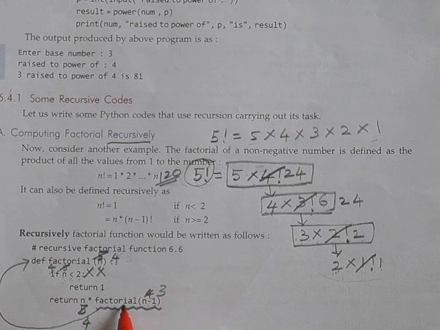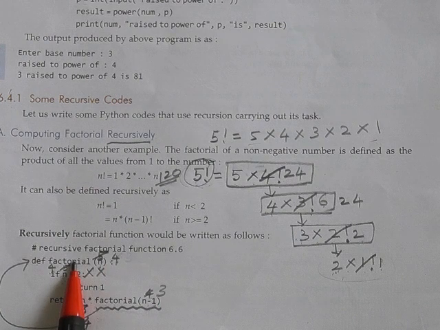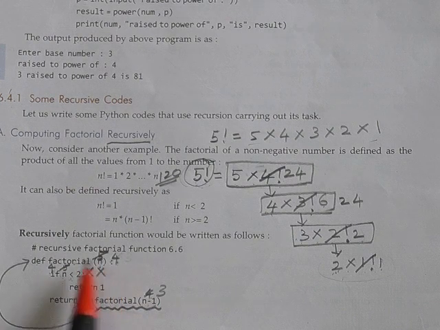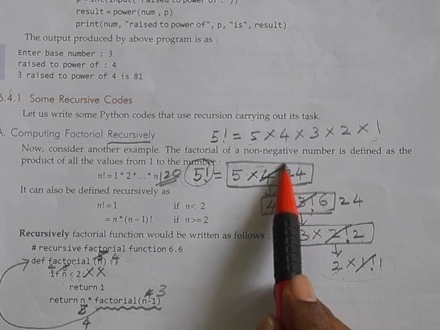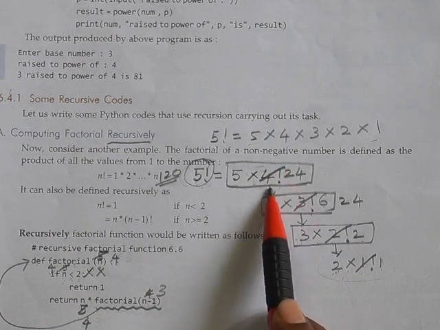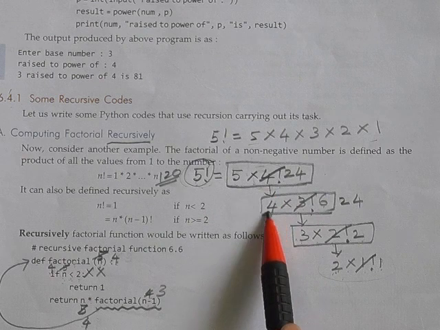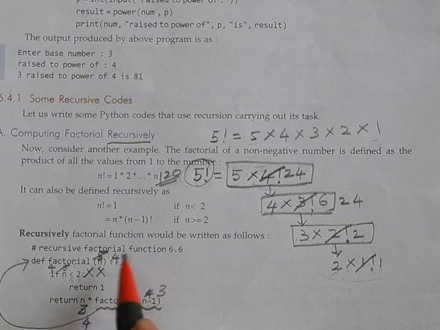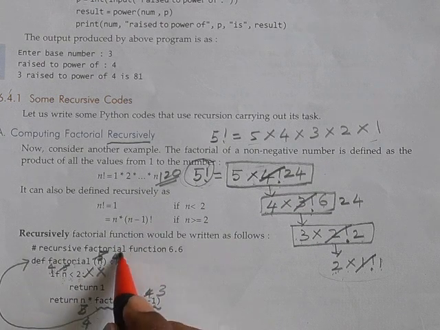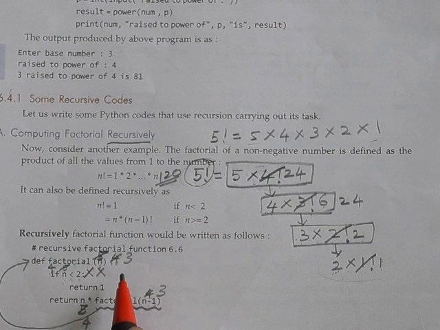So if you want to find the factorial of 4, then you have to find 4 into 3 factorial. Just like this. You see, if you want to find the value of 4 factorial, you have to find the value of 4 into 3 factorial. Got it? Then this n value will become 3 now.